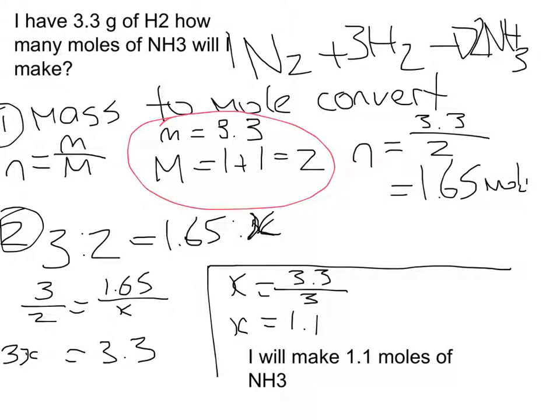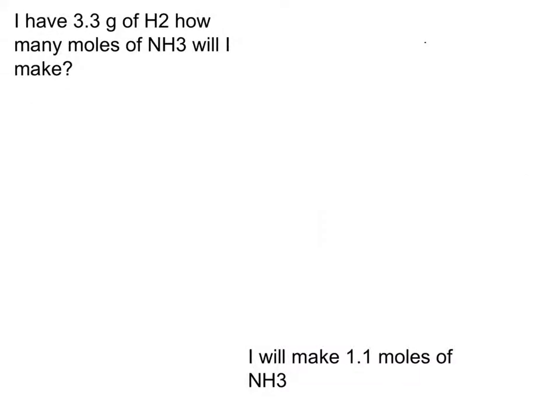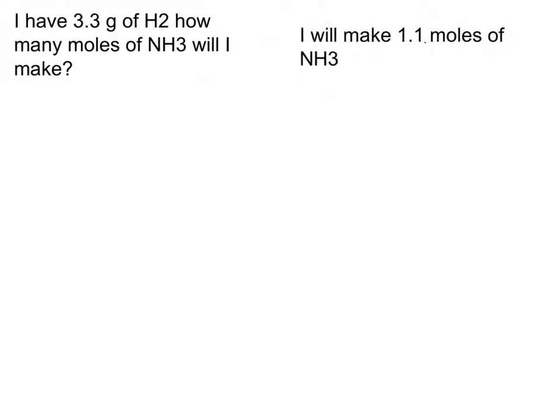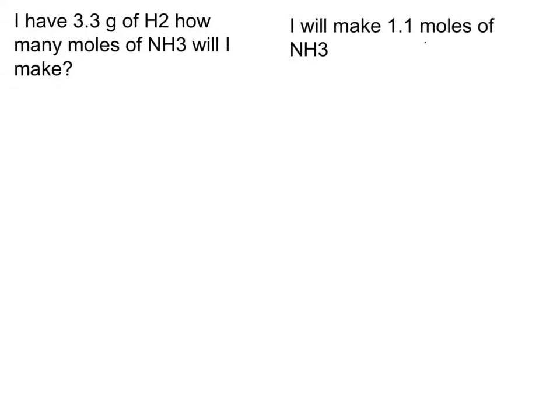But in reality, leaving it as 1.1 moles of NH3 doesn't tell us much. We want to convert this 1.1 moles of NH3 back to some sort of measurable quantity. Let's say grams again. Let's get rid of all the writing and move our answer up here. So I have 3.3 grams of H2. How many moles of NH3 will I make? I'll make 1.1 moles of NH3. Again, 1.1 moles doesn't tell us a lot.